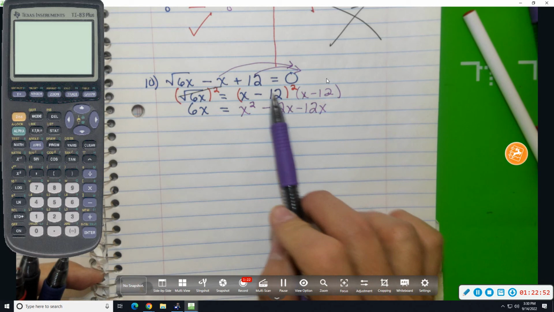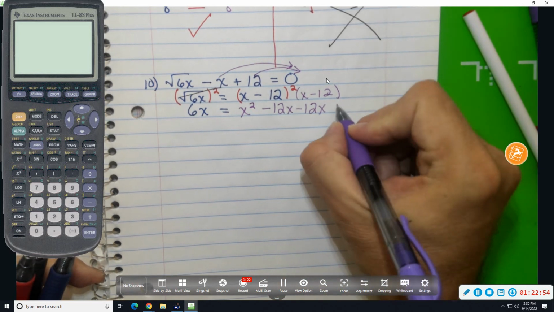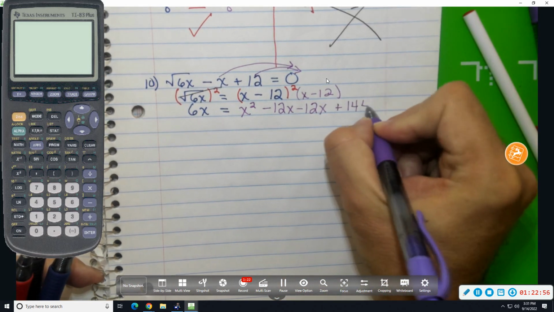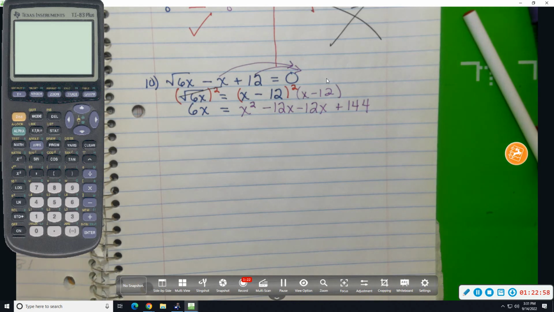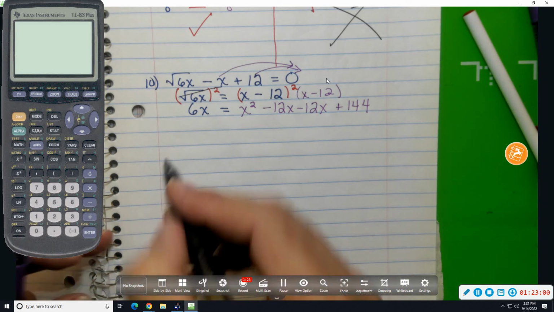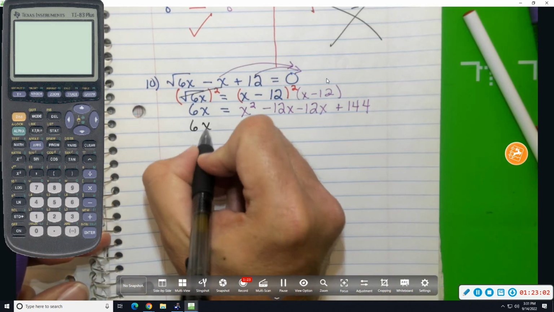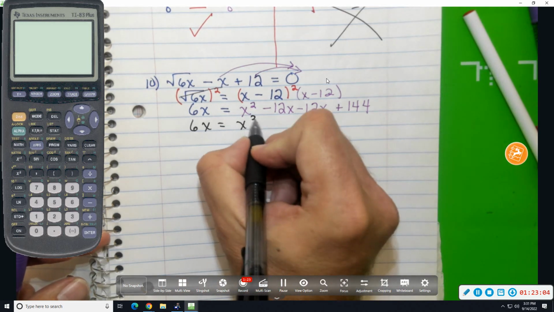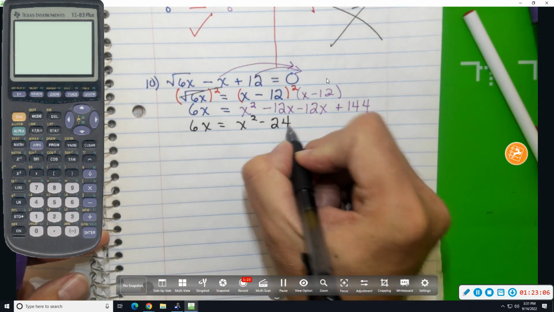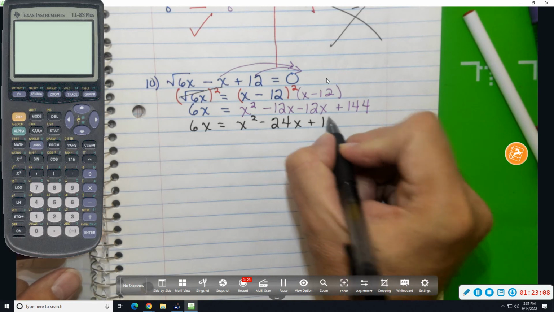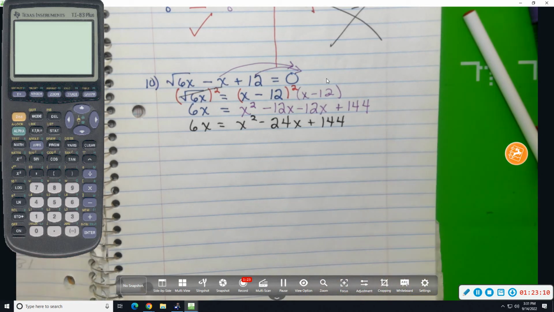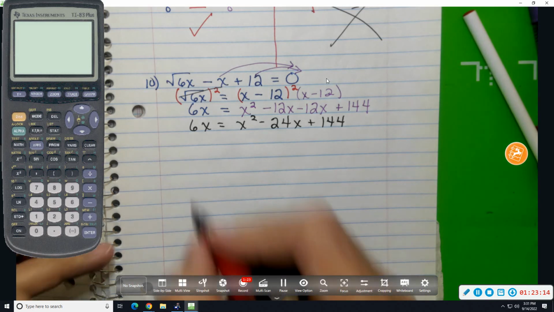Last, 144, negative 12 times negative 12. Where do you think Tony's going to get that 0, on the left side or the right side? Yeah, good. He's going to combine the negative 12x minus 12x first. And then where do you say he's going to get that 0? Left-hand side. That's right.